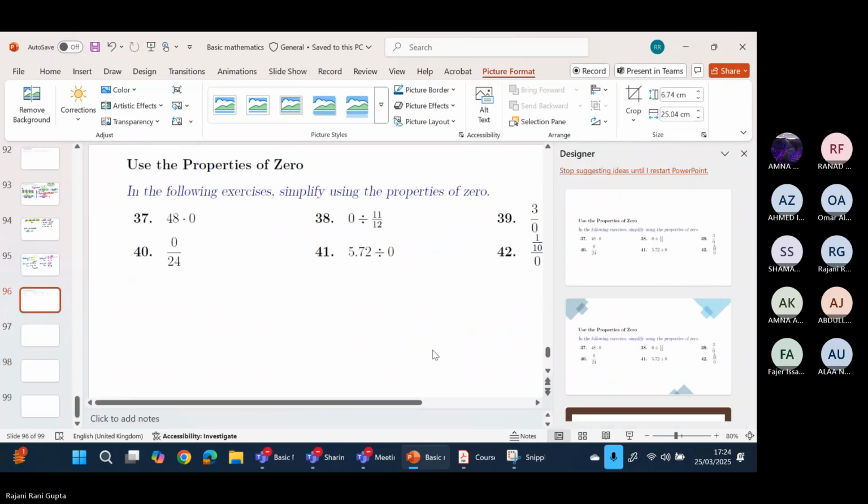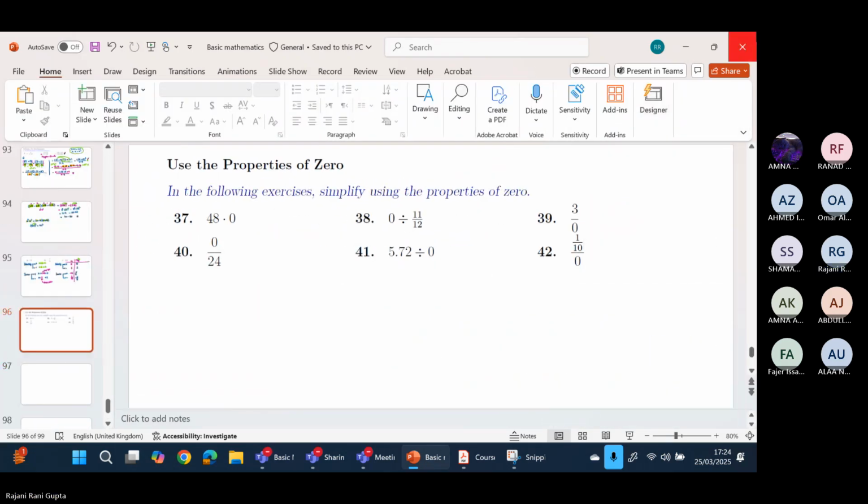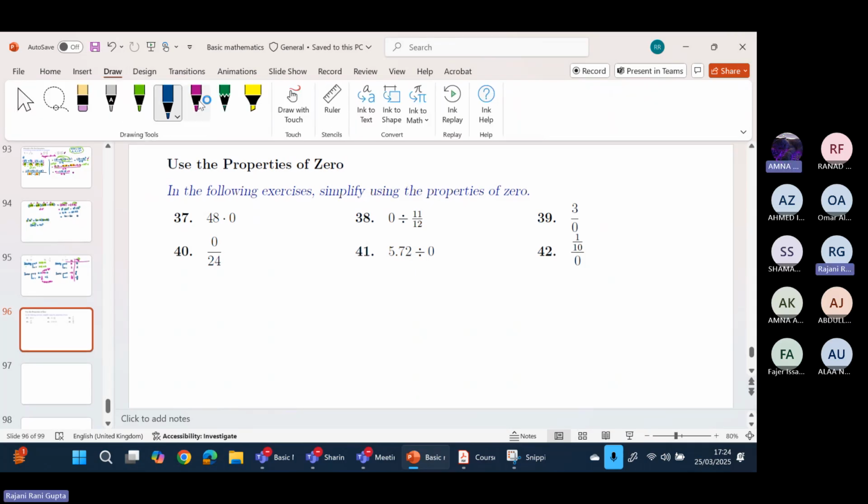See, no, it's multiply. Okay, I understand. 0 multiplied by any number is 0. 0 divided by any number is 0. A number divided by 0 is undefined. Or you can write infinity. 3 divided by 0 is undefined. It doesn't matter, it is undefined. Okay, or you can say this.